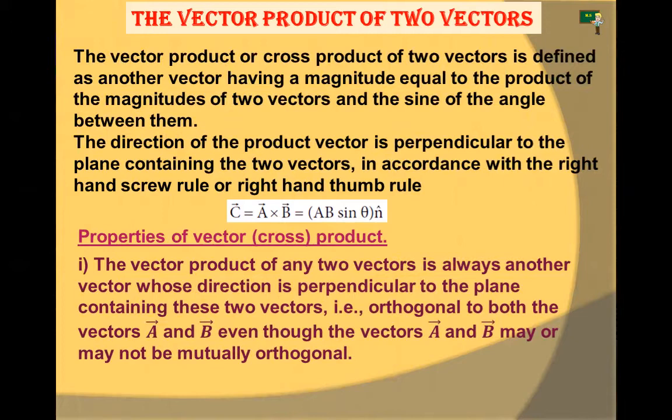Now let's see the first property of the vector cross product. The vector product of any two vectors is always another vector whose direction is perpendicular to the plane containing these two vectors. That means it is at right angles, or orthogonal, to both the vectors A vector and B vector, even though A vector and B vector may or may not be mutually orthogonal.